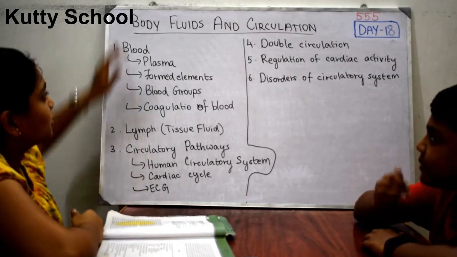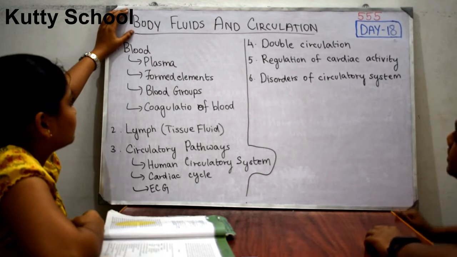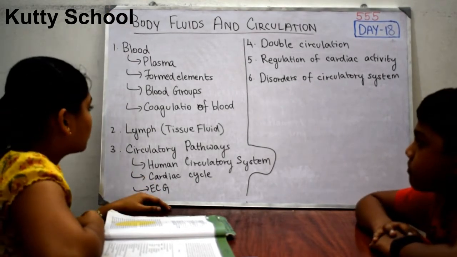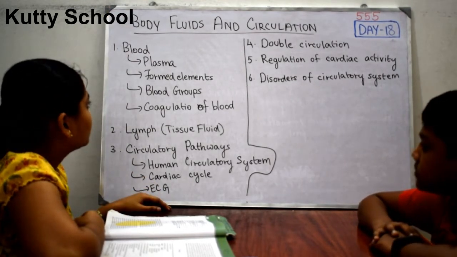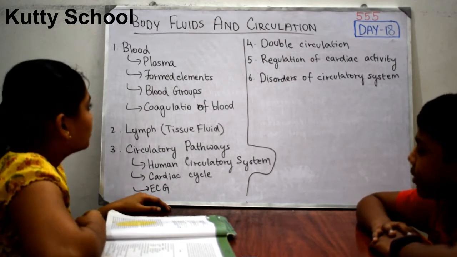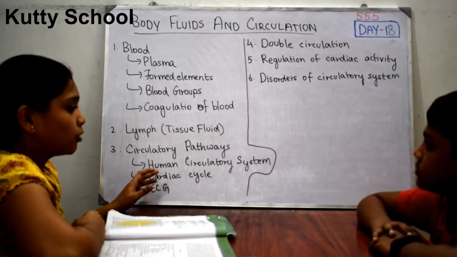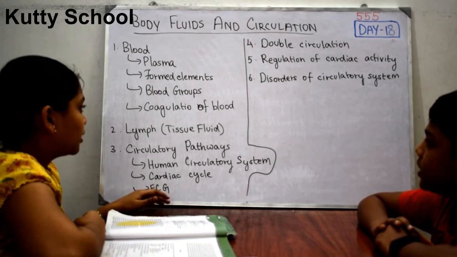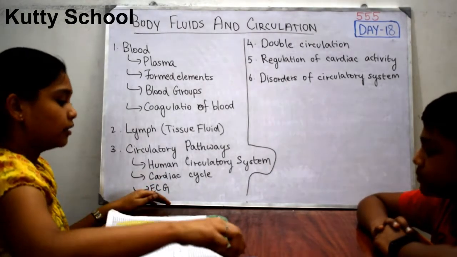So today we are going to discuss the chapter Body Fluids and Circulation. In this chapter there are six topics in total. The first topic is blood. Under blood we are going to discuss four subtopics: plasma, formed elements, blood groups, and coagulation of blood.